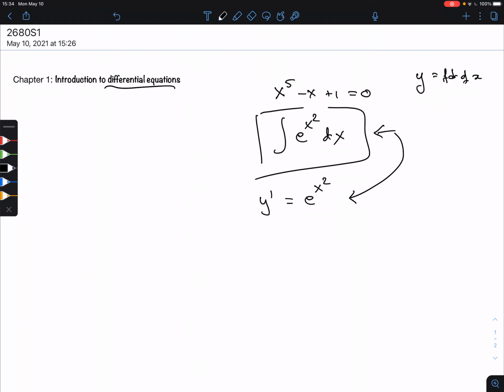But that's not always possible. I just showed you a very simple case. Of course, we're going to maneuver around these difficulties, and we will try to look at differential equations that we can actually solve. Although we will talk about how to solve things like this somehow.